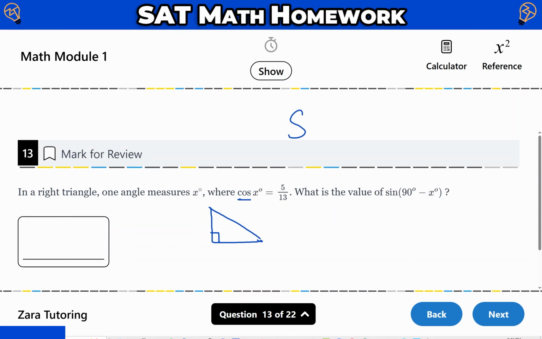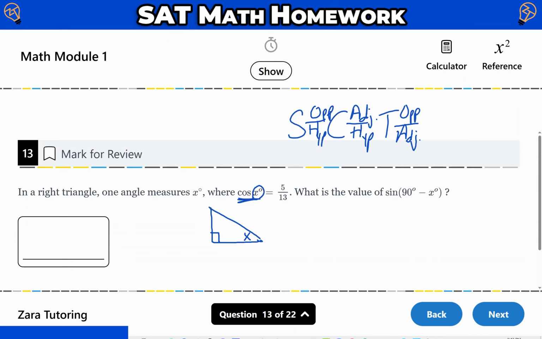And let's go ahead and write SOHCAHTOA up here just as a nice reference, where sine is opposite over hypotenuse, cosine is adjacent over hypotenuse, and tangent is opposite over adjacent. So when they say cosine from x, let's just label one of these two acute angles as x. And whenever we're talking about a trigonometric ratio of sine, cosine, or tangent, you're always going from an acute angle, not from the right angle.